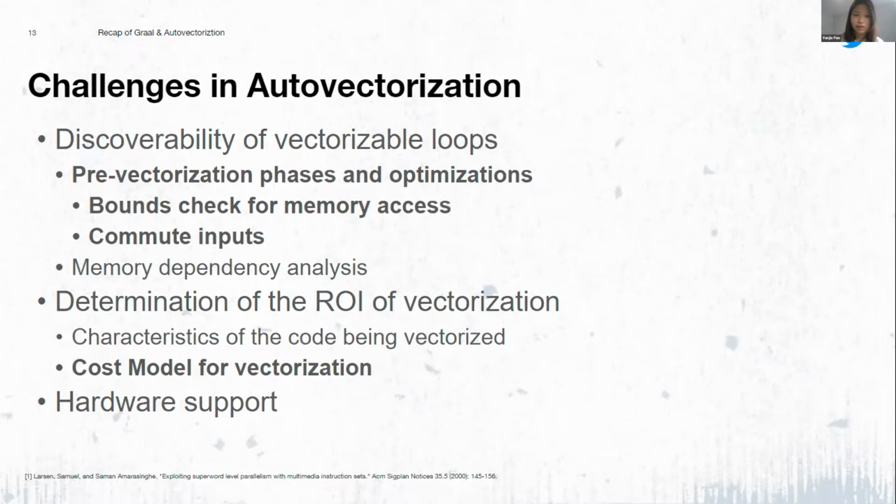Another challenge is how to determine the region of interest for vectorization. For some code, it may not be profitable to use vector instructions because the overhead of packing and unpacking outweighs the benefits. In this case, we need a cost model for vectorization to identify those cases. There are also challenges in hardware support, but I'm not going to focus on that in this talk. I will elaborate on the pre-vectorization phases and optimizations, and also the cost model, in the following slides.